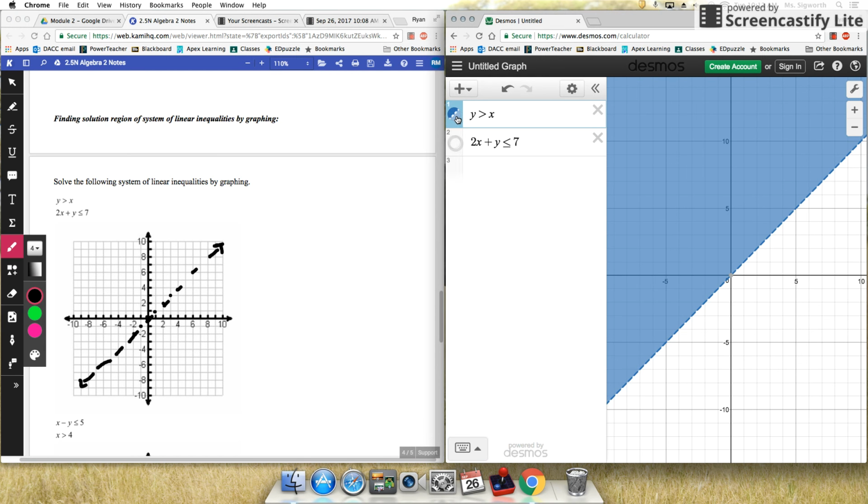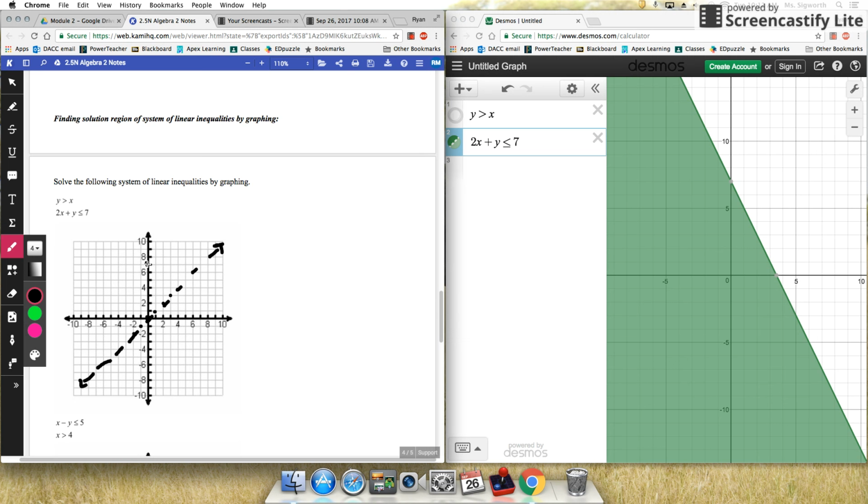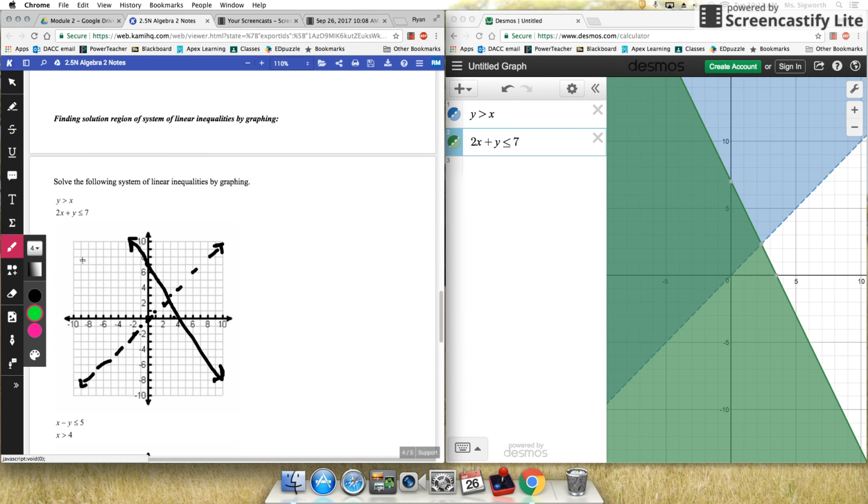I'm going to hold off on shading for now because I want to graph this one. This one has intersections at 7 and at 3.5. It's a solid line. And we know the intersection of the two is only this region. So that's all I'm going to shade. I'm just going to shade this region.